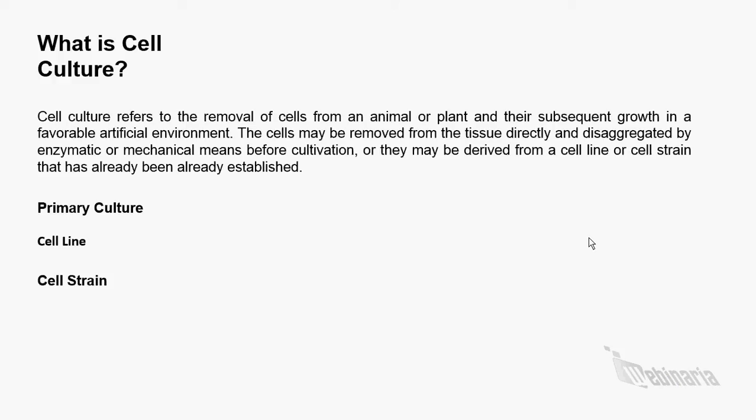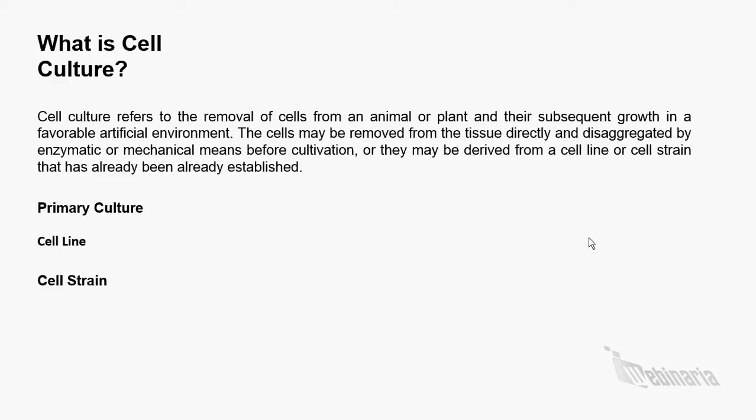So what is primary culture? Primary culture refers to the stage of culture after the cells are isolated from the tissue and proliferated under the appropriate conditions until they occupy all the available substrate. At this stage, the cells have to be subcultured by transferring them to a new vessel with fresh growth medium to provide more room for continued growth.